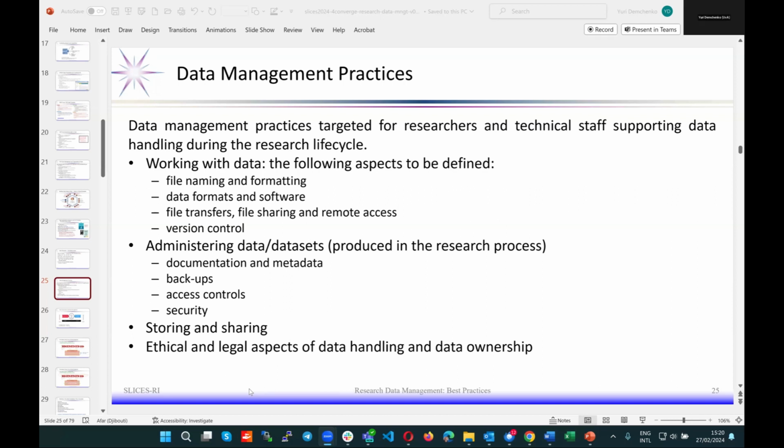So I share my next slide. Thank you. Should I start immediately, or maybe ask if people have questions before we start this topic, data management practices?